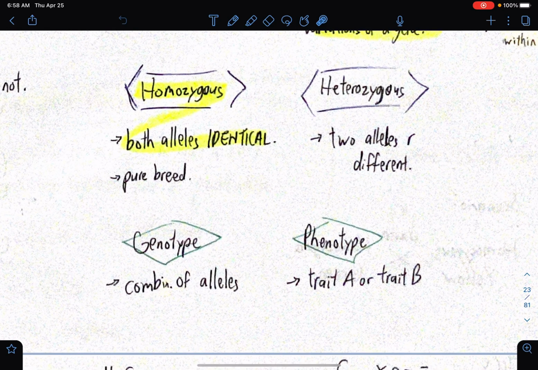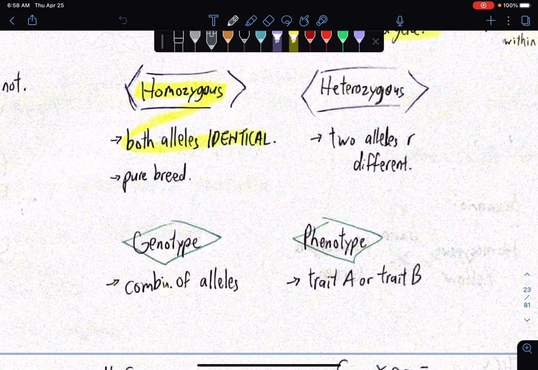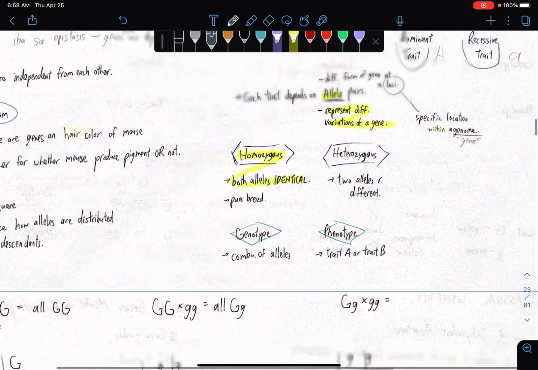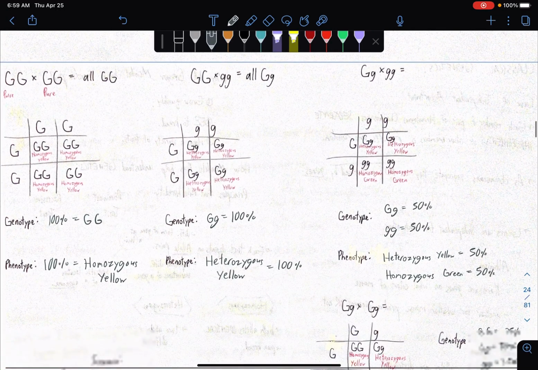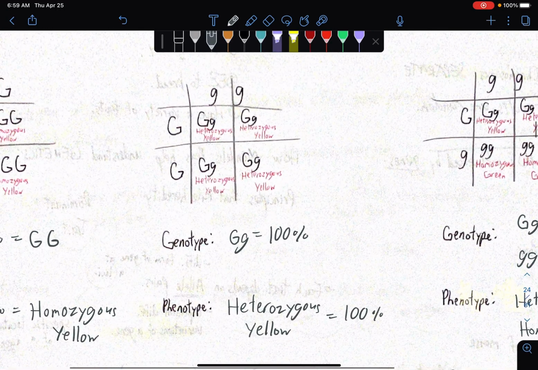Homozygous means both alleles are identical. They're pure breed. Heterozygous means the two alleles are different. The genotype is the combination of alleles, and the phenotype is whether it's trait A or trait B. So it's basically the physical manifestation of traits. The genotype is basically the symbol that describes the phenotype. I worded that in my own way, but I know there's a more formal definition.